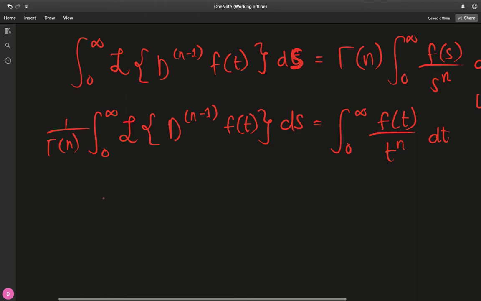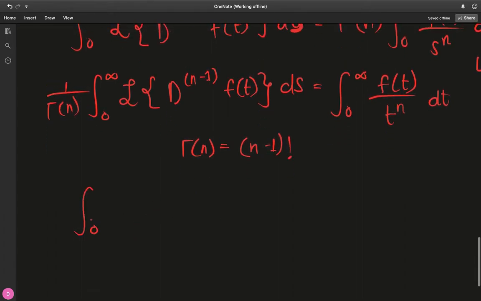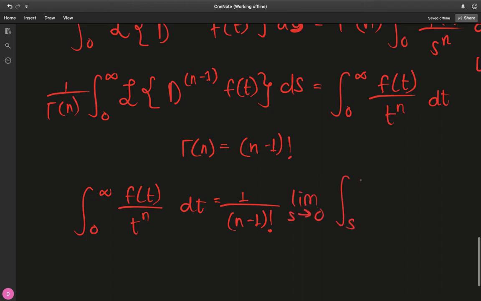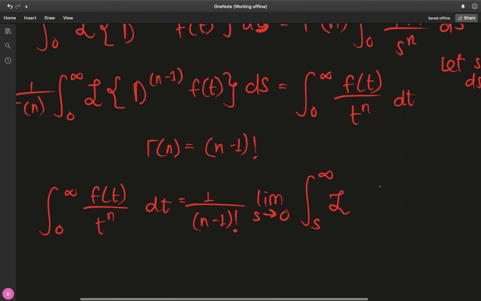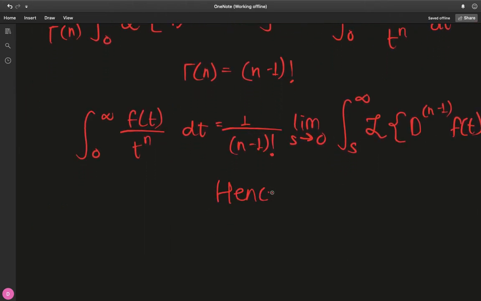And what is gamma of n? Just n minus 1 factorial, right? So finally, we have the integral from 0 to infinity of f of t divided by t to the n dt just equal to 1 over n minus 1 factorial, and we can write this in a limit form such that the limit as s tends to 0 of the integral from s to infinity of the Laplace transform of the n minus 1th derivative of f of t integrated with respect to s. And that, there you have it. We've proved our general theorem.